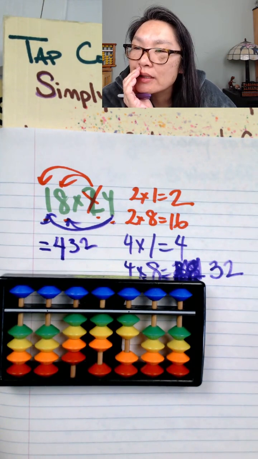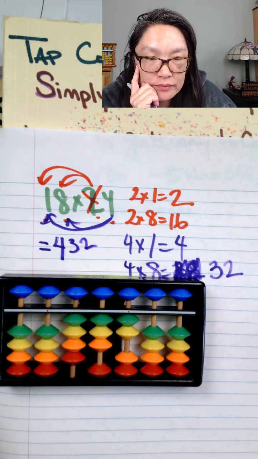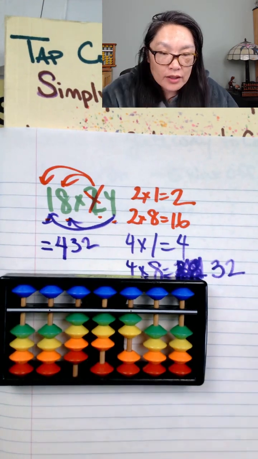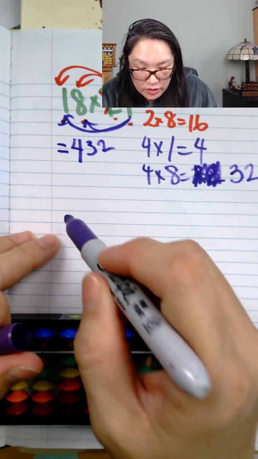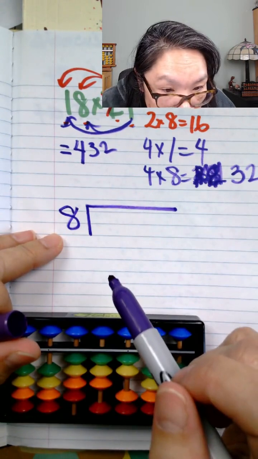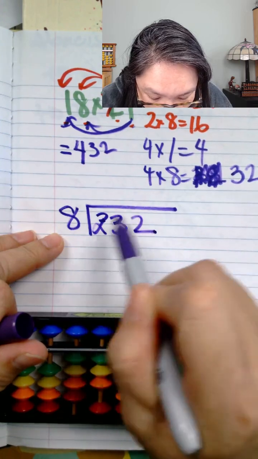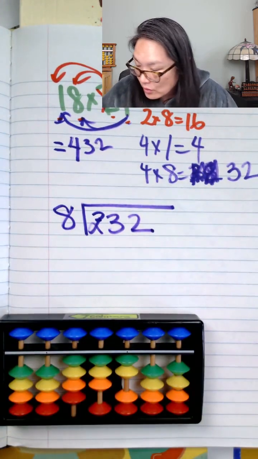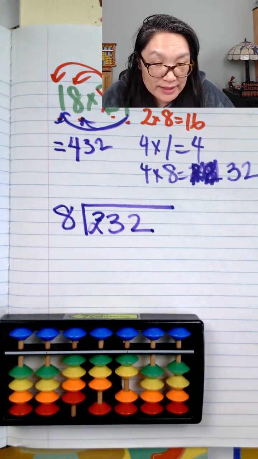Division. This will be easy. Let's do this one. All right. We will do division. The first thing we're going to do is 232 divided by 8. So what I'm going to do is start labeling, just because then it's easier for me to see.